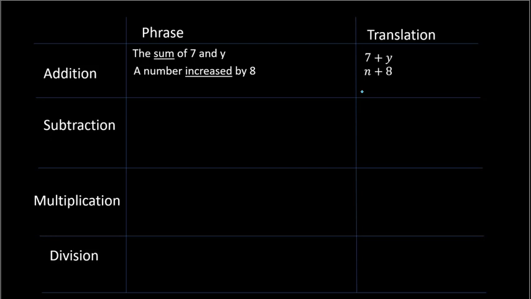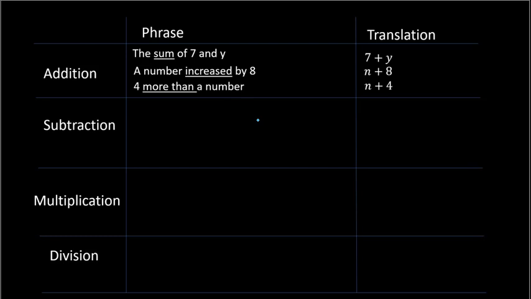If you had the phrase more than, that also means addition. So here when it says 4 more than a number, it's going to be 4 added with some number, and we'll call that number n again because it's unknown. So we have n added with 4, n plus 4. So that is for addition.